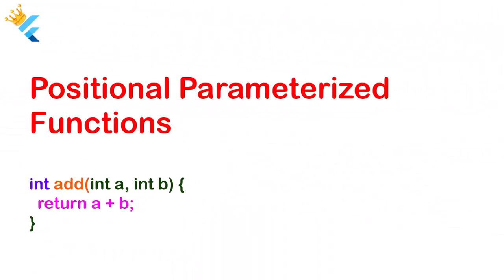Positional parameterized functions in Dart are functions whose parameters are passed in the order in which they are declared in the function signature. These positional parameters are in a specific order.